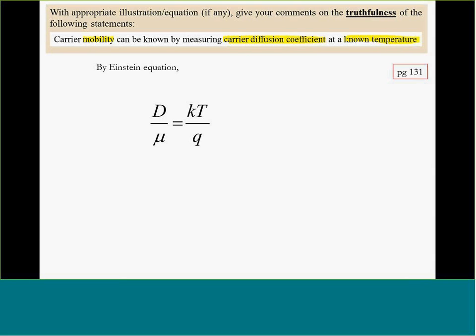And we know that our K is a constant, which is the Boltzmann constant, and our Q is essentially the charge, 1.6 times 10 to the power of negative 19, which is a constant. So what's left now is the diffusion coefficient, mu, and our T. So if our T is known, then we measure our diffusion coefficient. Of course, it's possible for us to know our carrier mobility.